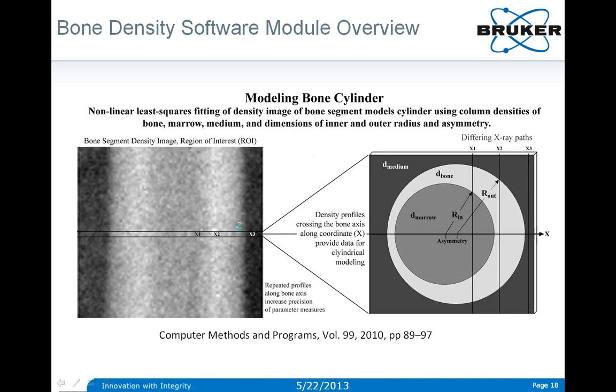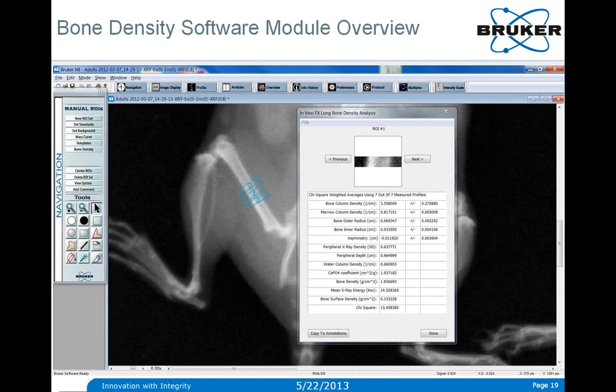This is a display of the software analysis within the Bruker MI software using the bone density software. So you can see how we've created perpendicular regions of interest across the long bone, and then we would select the bone density button, and then we would obtain several bone density values. Most importantly is the bone density, grams per cubic centimeter of calcium phosphate. So this is going to be the value that most end users would be interested in recording.